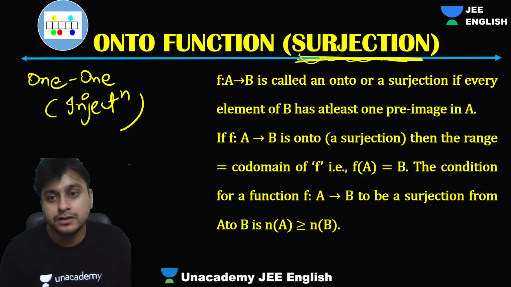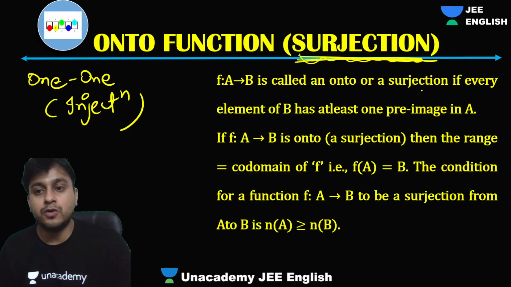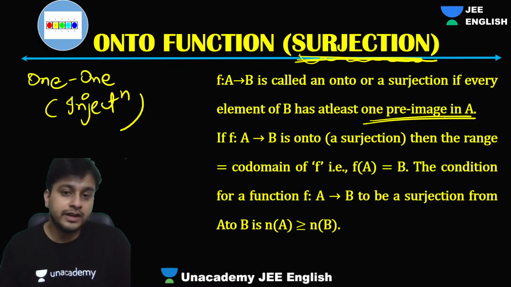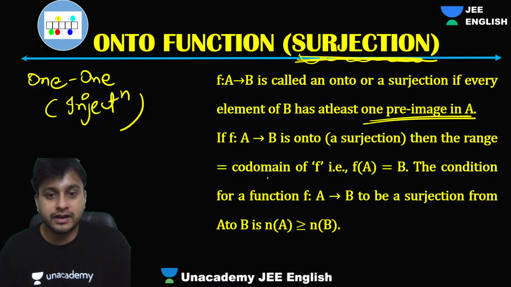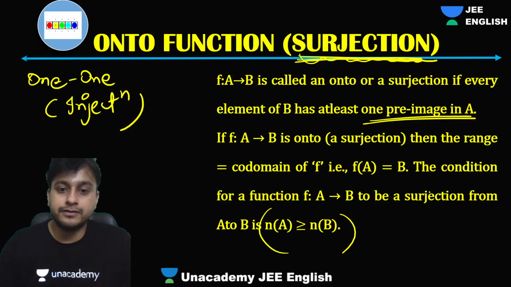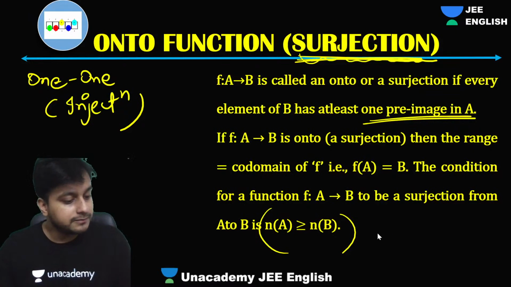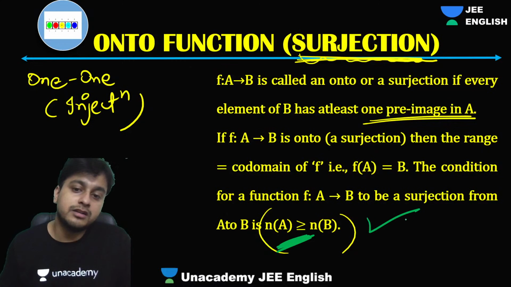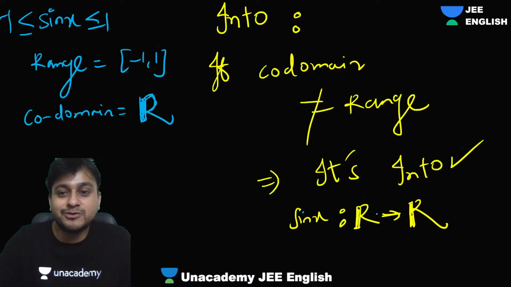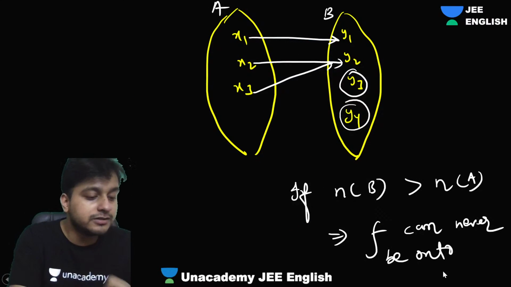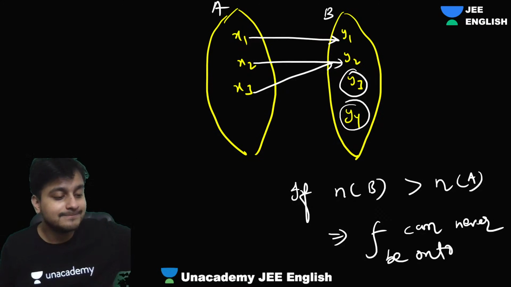Please remember that. F is an onto or a surjection if every element of B has at least one pre-image. If F is onto or surjection, then the range equals the codomain. The condition for it to be onto is that cardinal number of A should be more than or equal to cardinal number of B. Otherwise, if cardinal number of B becomes more than A, it can never be onto. Understood, Shivani? Understood, Osho? Happy, ready? Okay, great.